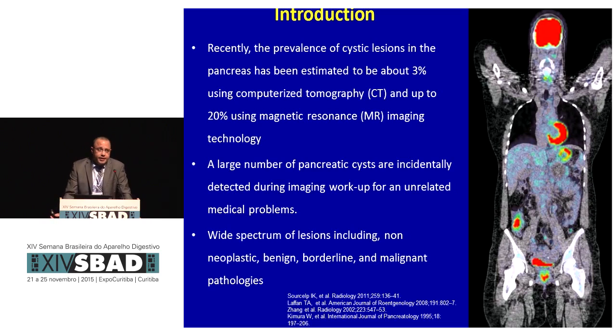So the prevalence of cystic lesions using CAT scan data is about 3%, although some studies using MRI have reported a prevalence of up to 20%. Of course, that will depend on the age of the patient population, as prevalence increases with age. Most of the cysts these days are being diagnosed incidentally. We're doing more imaging, and our imaging modalities have gotten better. So we're diagnosing more cysts. And of course, there's a wide spectrum of benign, pre-malignant, and malignant lesions.